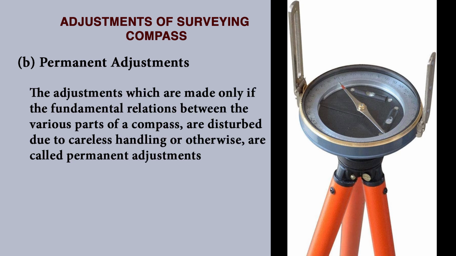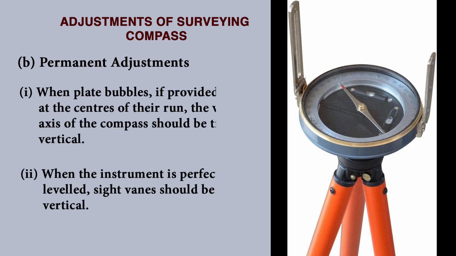The adjustments which are made only if the fundamental relations between various parts of the compass are disturbed due to careless handling or otherwise are called permanent adjustments. The following fundamental relationships between different parts of the compass are established by making permanent adjustments. Firstly, when the plate bubbles, if provided, are at the center of their run, the vertical axis of the compass should be truly vertical.